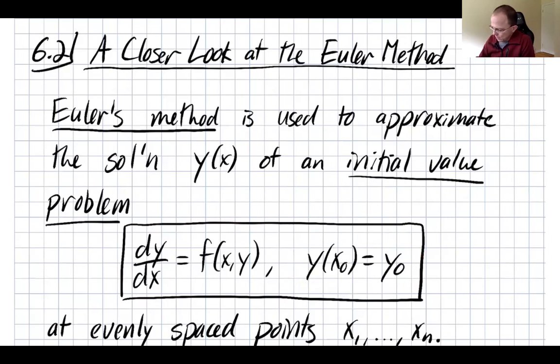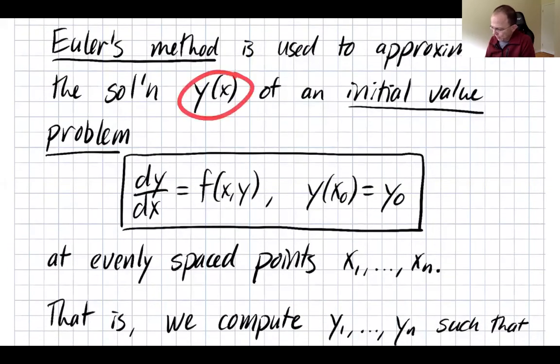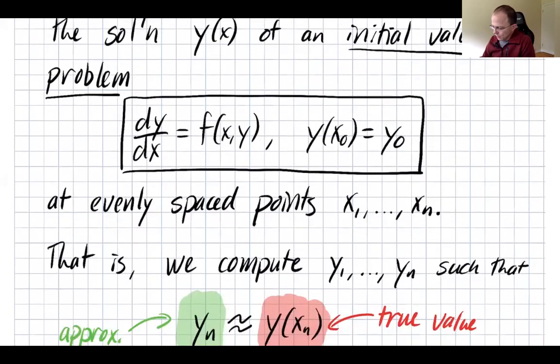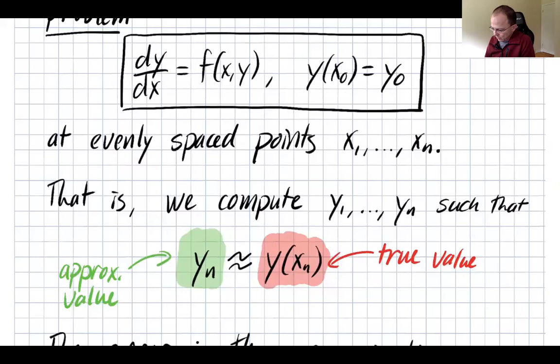But we're not approximating it everywhere. We're just approximating the solution y of x. We're approximating it at evenly spaced points, x1 up to xn. So what that means is that we're just computing n values of y, and the goal is to have these approximate values be very close to the true values of y. Okay, and the difference between these two is referred to as the error of the approximation.